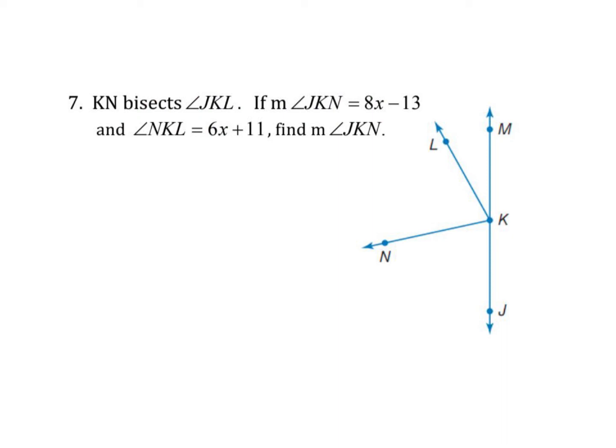Number 7 in the original notes was incorrect. Let's take a look here. KN bisects JKL. So that means this angle and this angle are going to be congruent. JKN is 8x minus 13. NKL is 6x plus 11. Bisects means it cuts in half. So 6x plus 11 will equal 8x minus 13. And here is where I made the mistake.